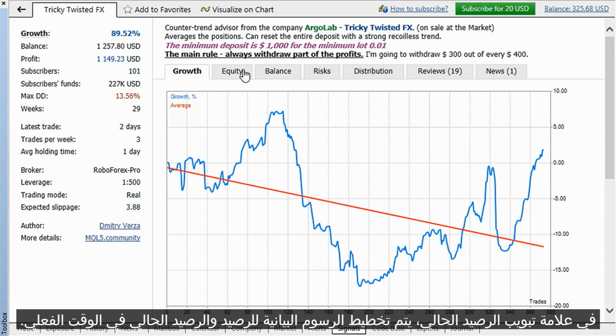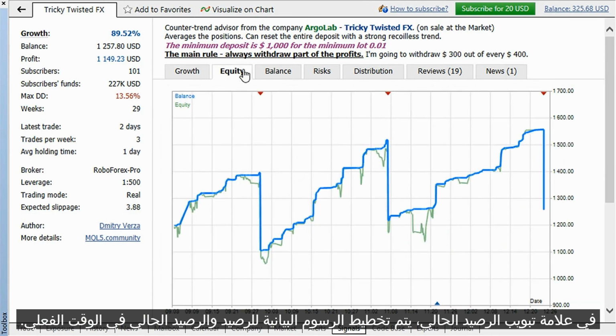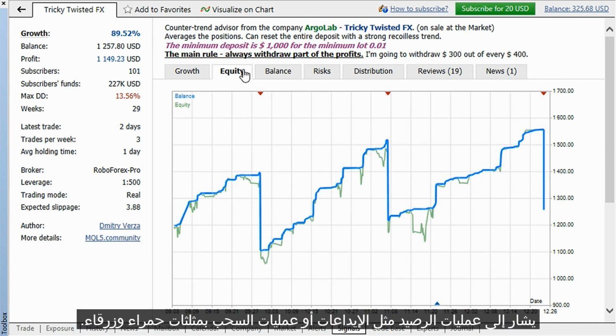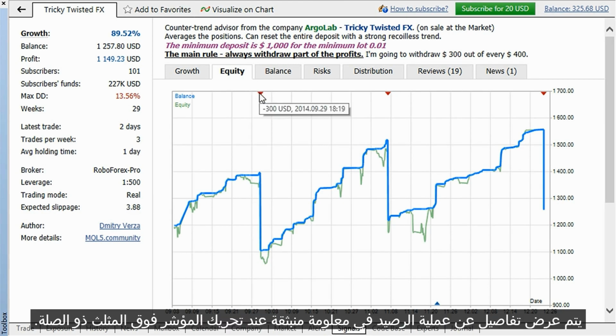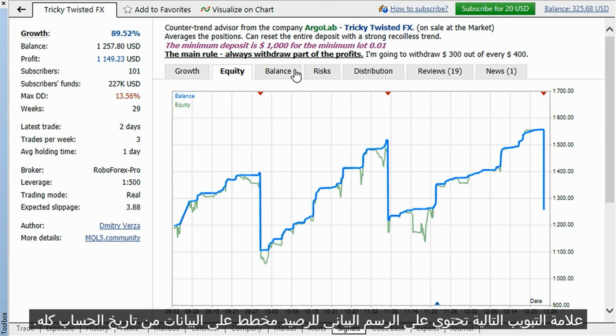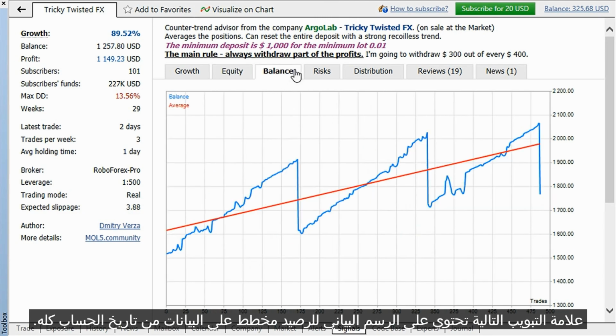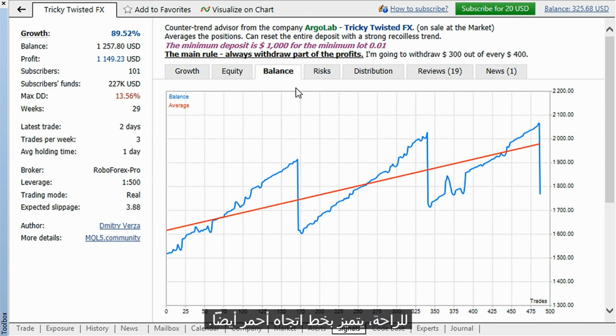In the Equity tab, balance and equity change graphs are plotted in real time. Balance operations such as deposits or withdrawals are indicated by red and blue triangles. Details of the balance operation are displayed in a pop-up tip when the cursor hovers over the relevant triangle. The next tab contains a balance graph plotted on the data from the whole history of the account. For convenience, it features a red trend line too.